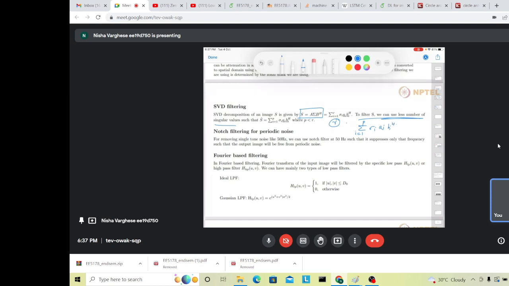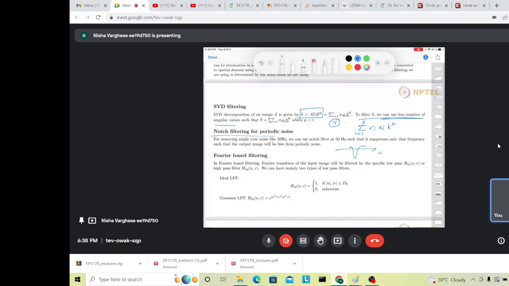Then we have notch filtering that can be applied for a periodic noise. If we are aware that an input image will have a single tone noise like a 50 Hz noise, then we can use a notch filter to remove that noise. A notch filter will look like this. So that will remove that frequency only.